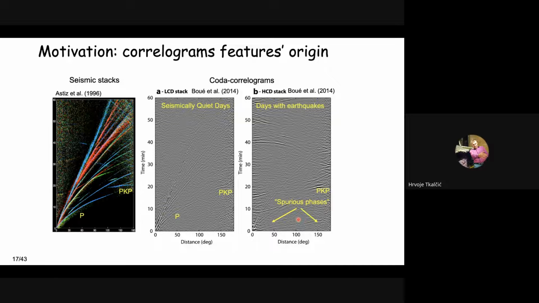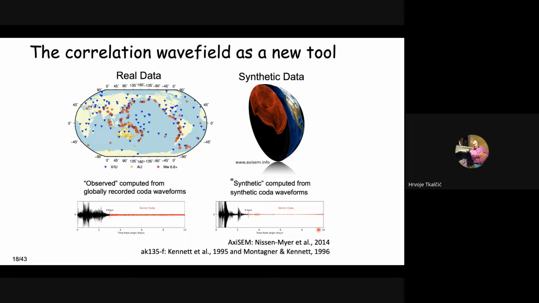They shouldn't be there. If everything that we see in these correlograms is due to the reconstructed body wave arrivals, like what the ambient noise community is seeing, then there's no explanation for spurious phases that arrive before P waves. But I'll get back to this. I just want to tell you that everything we do, we benchmark with numerical simulations, and here we use AxiSEM. So here's an example of the observed record 10 hours after the origin time, and here's the one computed by AxiSEM for the same amount of time.